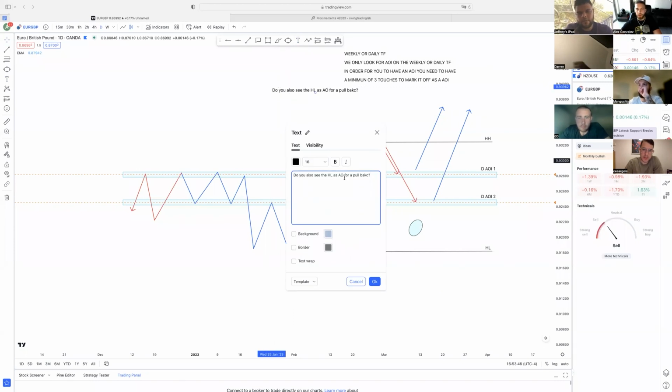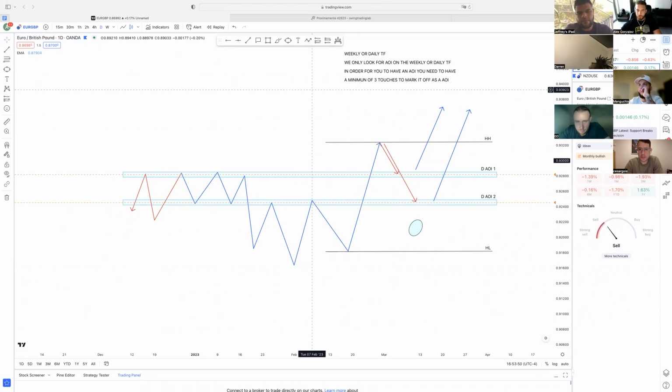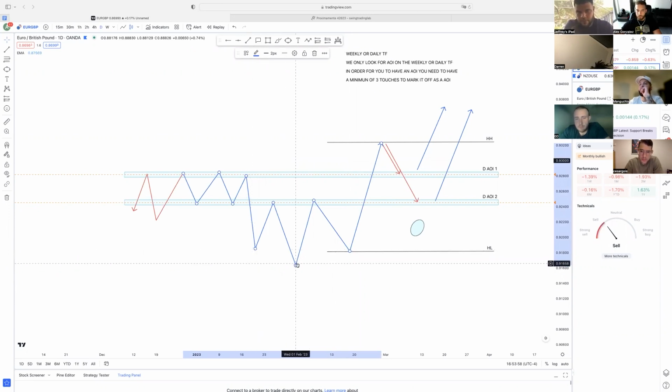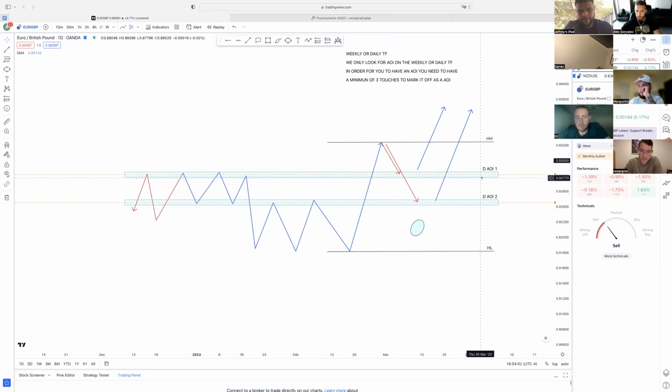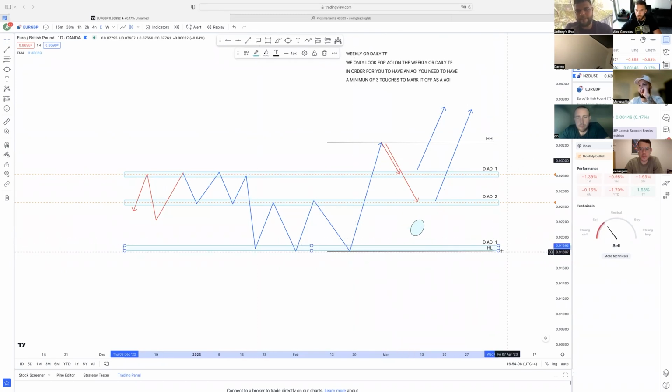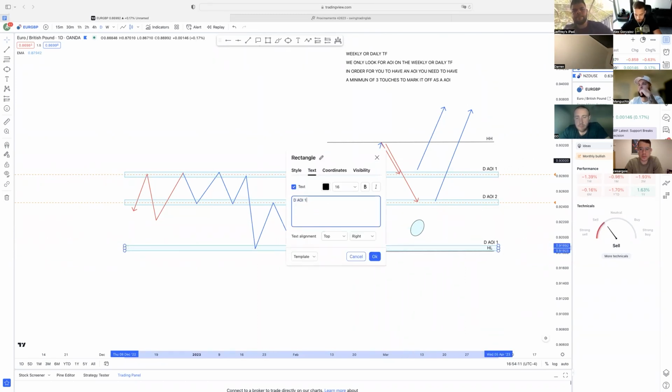Do you also use the higher low as an area of interest for a pullback? The answer to this is if there are 3 touches. For example, here there's only 1, 2. There's no 3 touches here. So if this point were to have been right here, yes, we could consider this to be an area of interest 3, because we are still above the higher low and there are 3 touches. If that makes sense, type 1. If it doesn't, type 2.